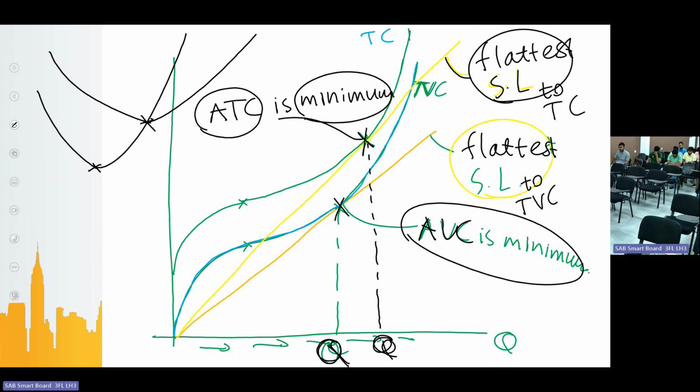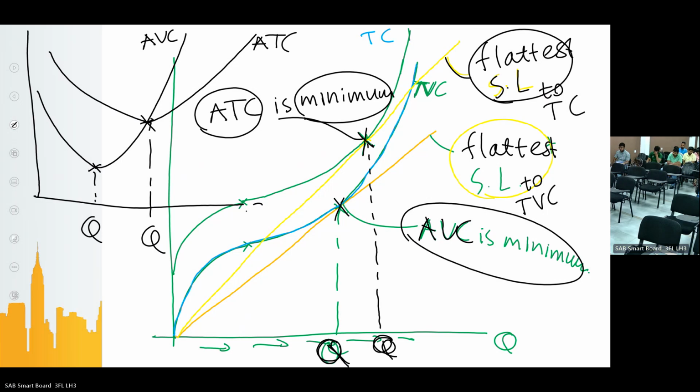So this is ABC, this is ATC. This is the minimum point of ABC. This is the minimum point of ATC. So if we go then in a graph, they look like this. ABC and ATC behave like this.